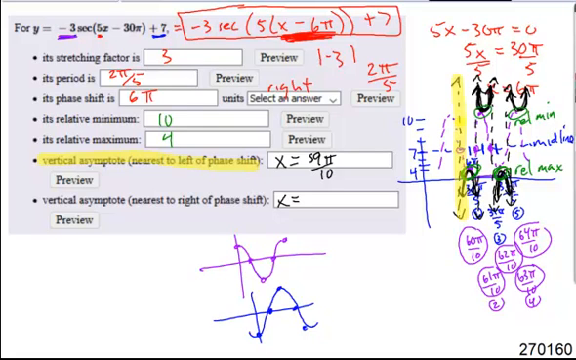And then my right one is going to be the one that's to the right of my phase shift. So to the right of my phase shift right here, I can see it's at 61 pi over 10. And that would be where my next vertical asymptote is going to be. And so those would be your answers for this. And if you had to sketch what the graph looks like, it would be the graph here in black.